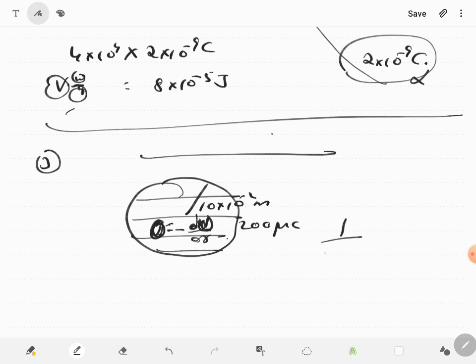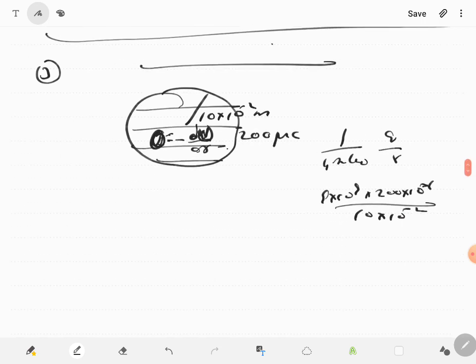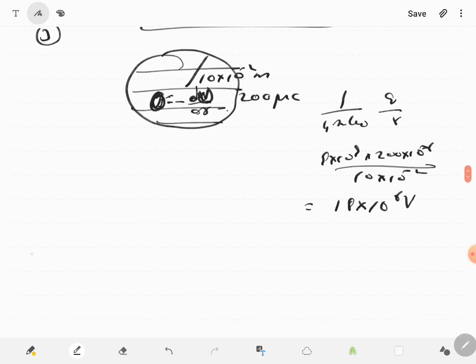So just calculate the potential of the surface: 1 by 4 pi epsilon naught into Q by R, 9 into 10 to the power 9 and 200 into 10 to the power minus 6 by R, which is 10 into 10 to the power minus 2. Substitute this value, get the voltage on the surface, which is the same as the voltage inside also. Don't follow what Aurora has done, it's complicated. It's just that what is on the surface is what will be inside in the case of potential. So it's called an equipotential surface.